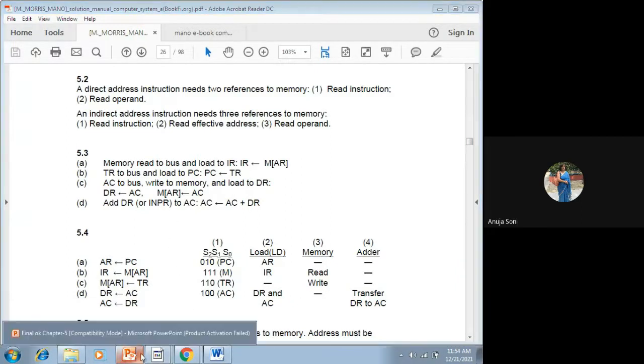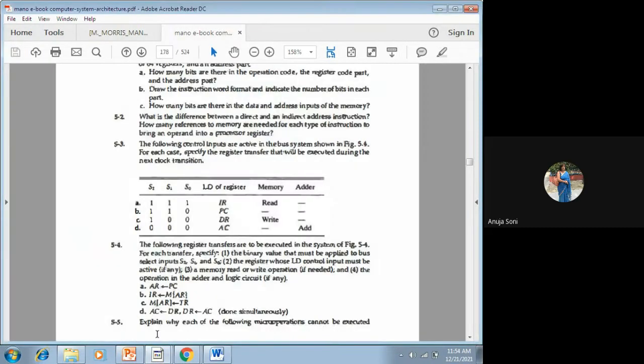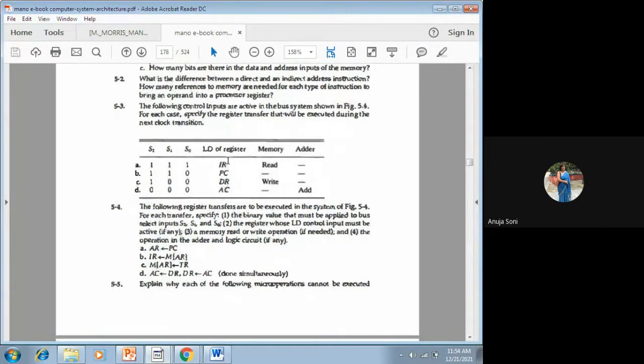Now we come to question number 4. Question number 4 is exactly the vice versa of this problem. Vice versa in the sense that in question number 3, control signals were given and we had to write down the register transfer statement. But in question number 4, all the register transfer statements are given and you have to obtain this kind of a table. You have to specify all the control signals corresponding to each and every register transfer statement, in a similar manner as this table has been made.